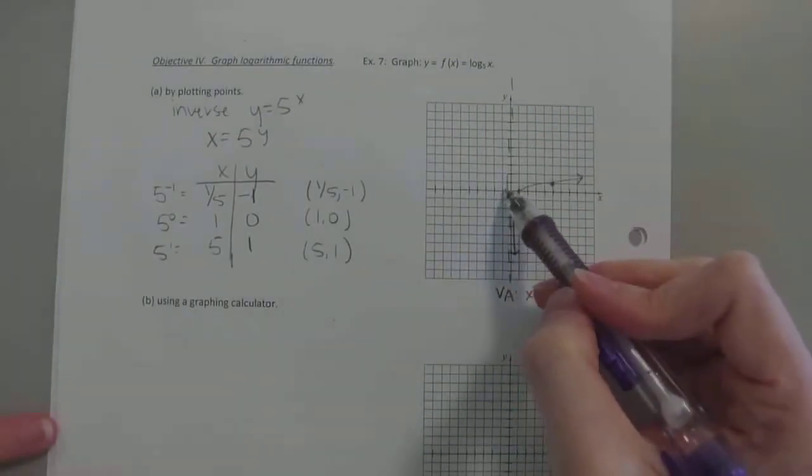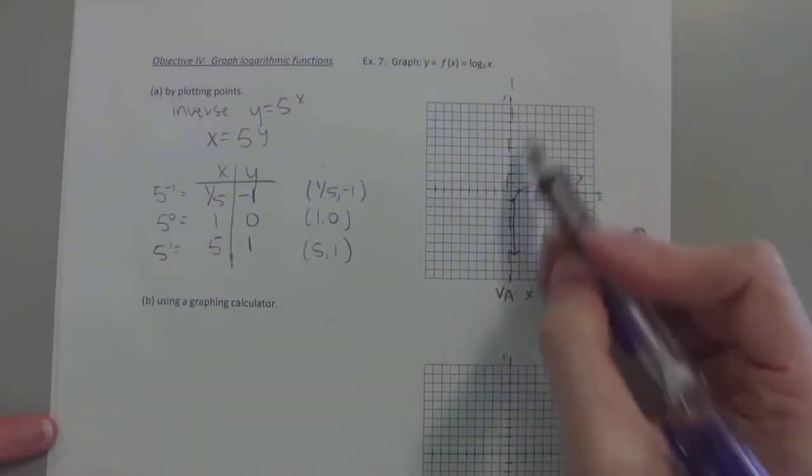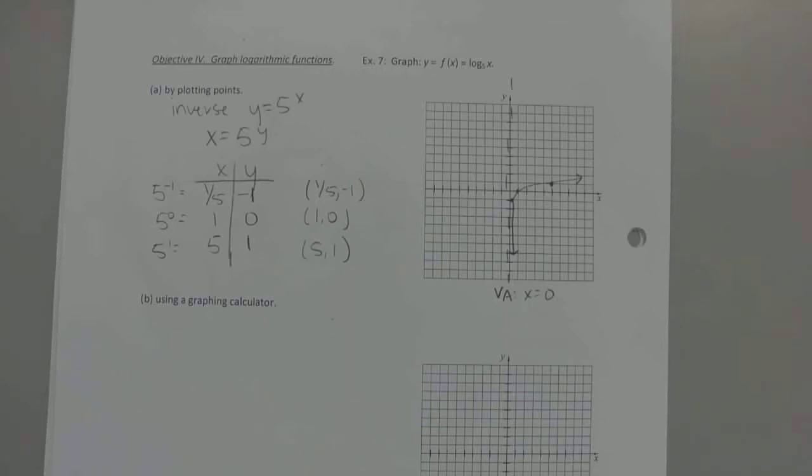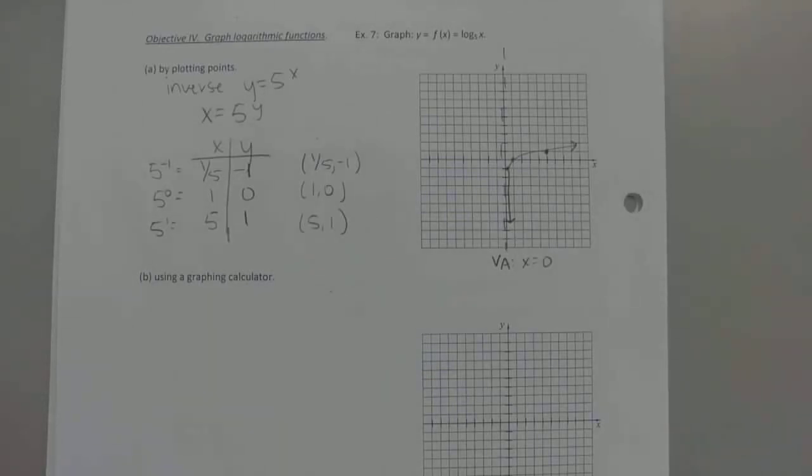So it is the inverse of 5 to the x, right? Like if we graphed 5 to the x, it would be at -1, 1/5, 0, 1, 1, 5, and it would just go right there. All right, graph it on your calculator just to double check.